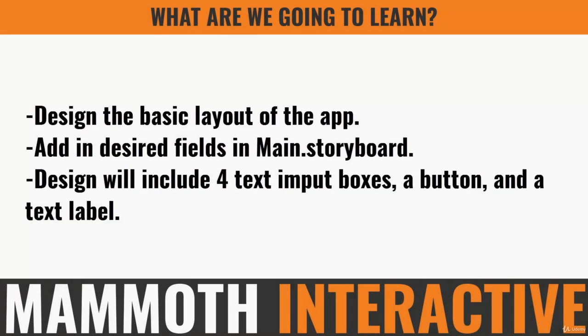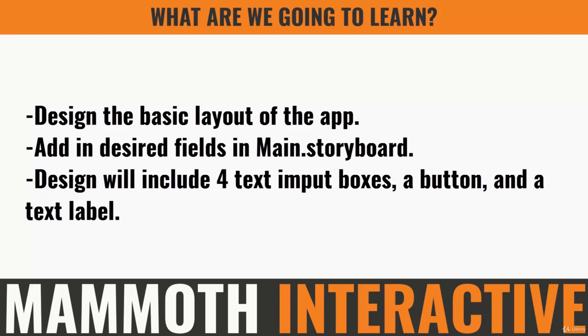In this part of the tutorial, we'll be looking at the basic design of our app. So we're going to be designing the layout. This is what it's going to look like. It won't be the final product, but it will be a basic template. So we're going to add in the desired fields in main.storyboard.